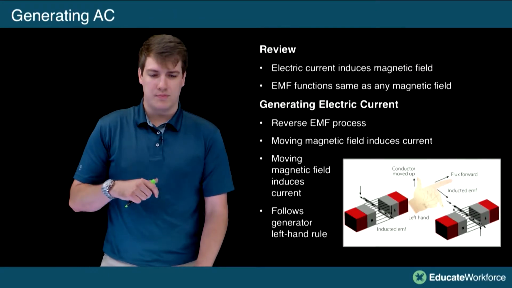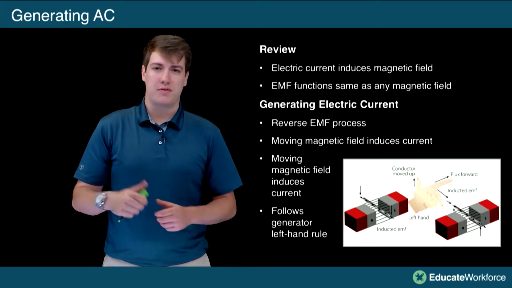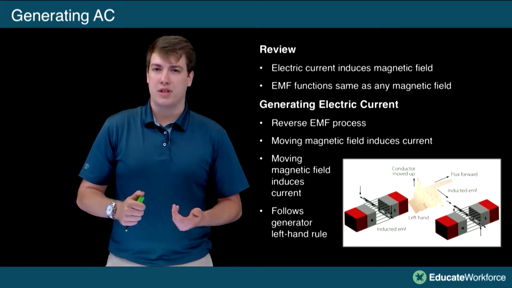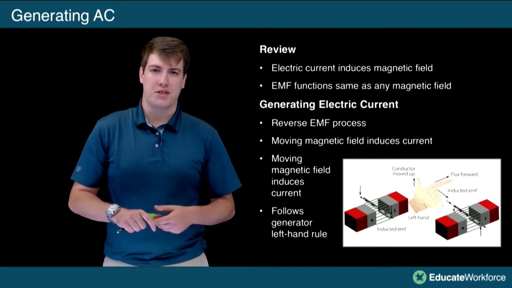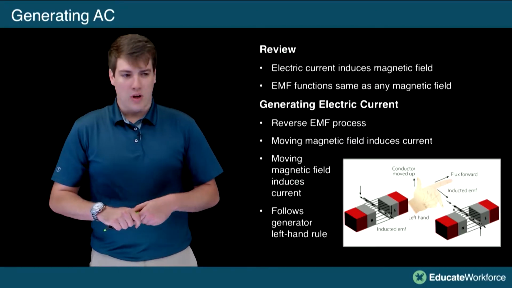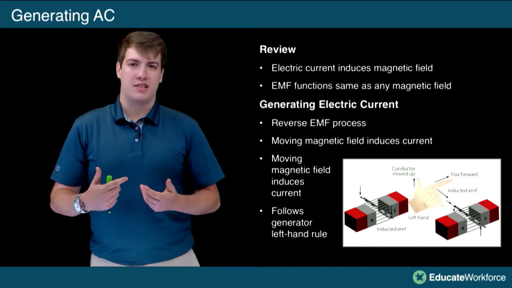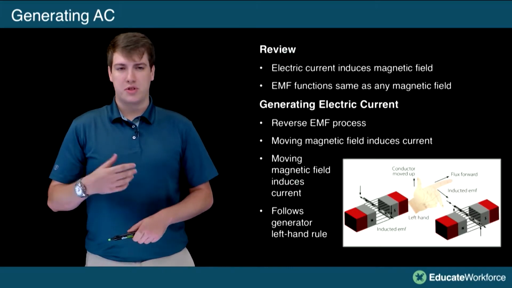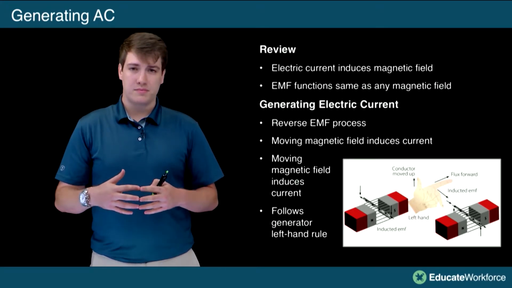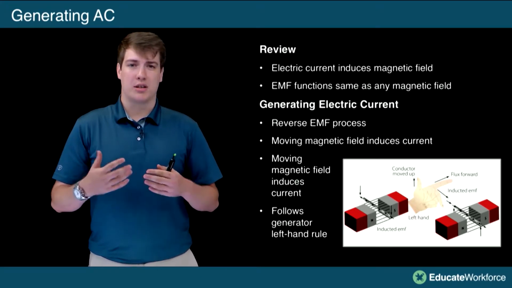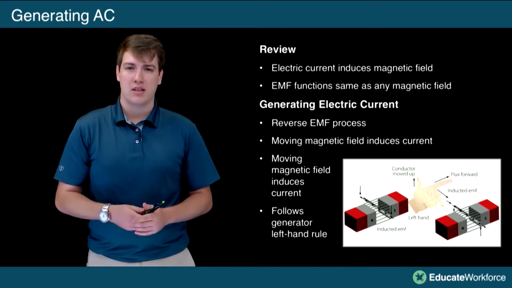So a review of EMF, when we talked about how to produce an electric field, what its effects are on a conductor and such. Well, this is very important when we talk about AC generation. So when we're generating electric current, we basically have a large magnetic field, and we pass some sort of conductor through it, and we induce a current.